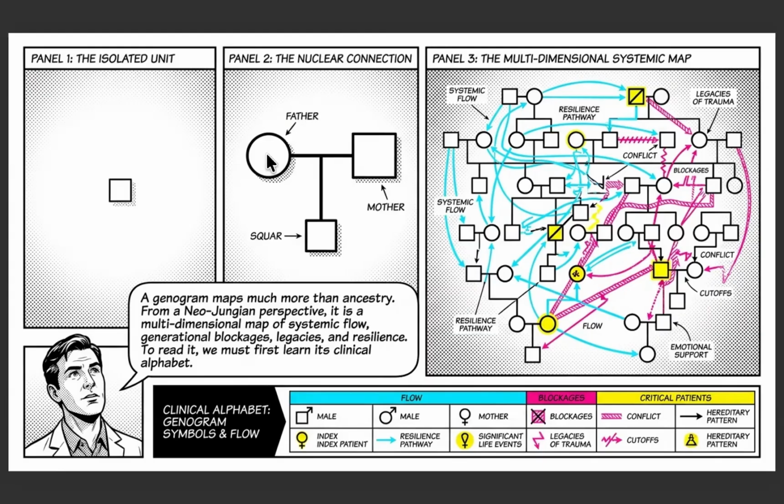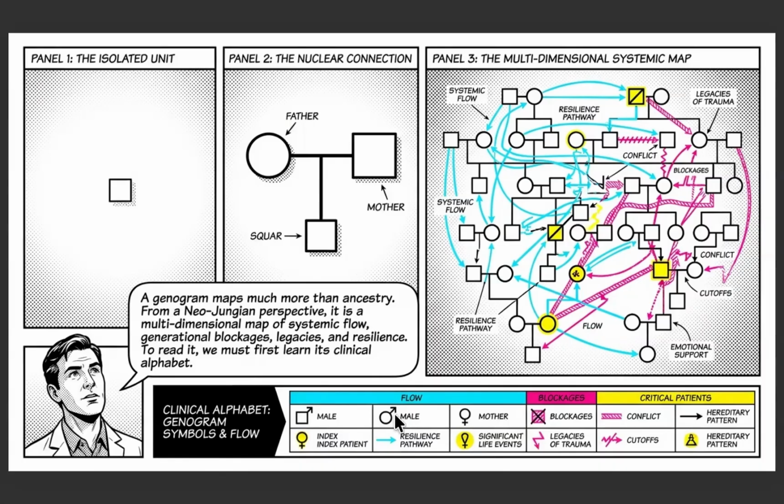Panel 2, the nuclear connection, the mother, father, and the child. And then the final, the overview dimensional map, the systemic flow, the resilience pathway, where emotional support comes, who's emotionally cut off, where there's conflict. So we're going to talk about that. Clinical alphabet, basic alphabet, genogram symbols.